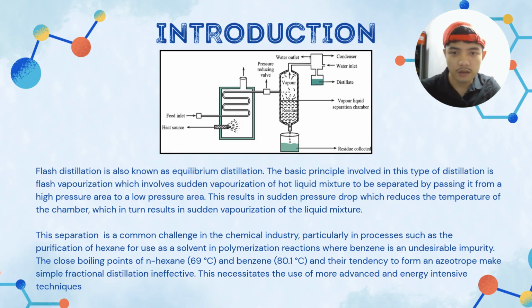of the liquid mixture. This separation is a common challenge in the chemical industry, particularly in processes such as the purification of hexane for use as a solvent in polymerization reactions, where benzene is an undesirable impurity. The close boiling points of n-Hexane, 69 degrees, and benzene, 80.1 degrees, and their tendency to form an azeotrope make simple fractional distillation ineffective. This necessitates the use of more advanced and energy-intensive techniques.